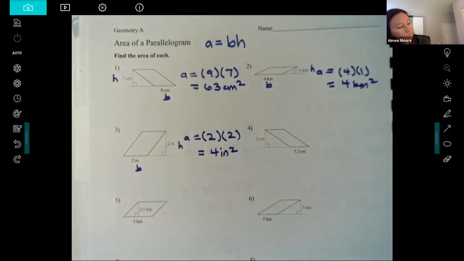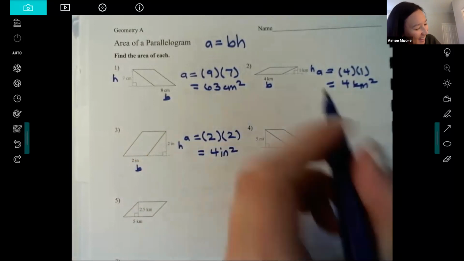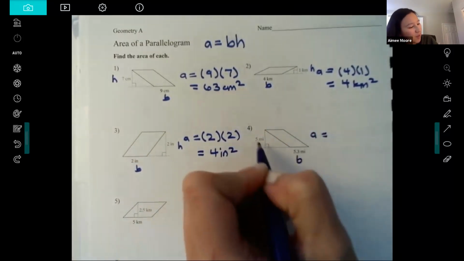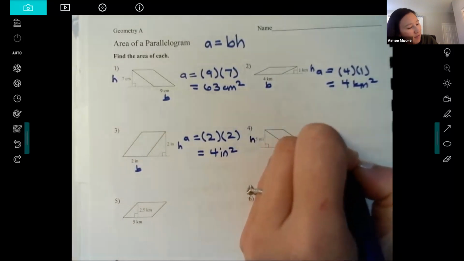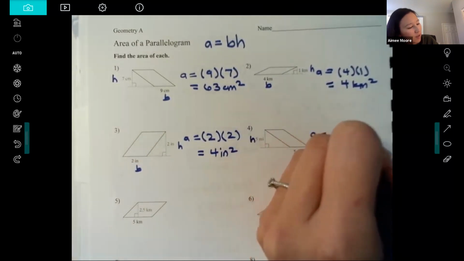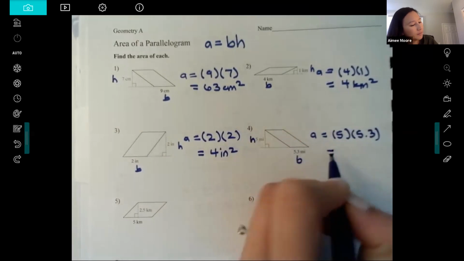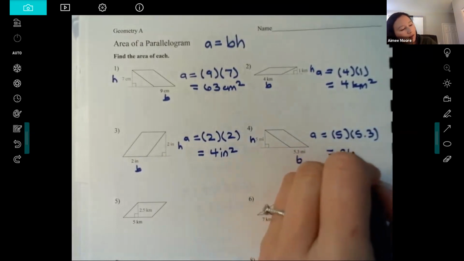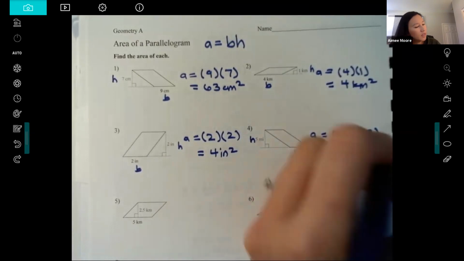This one is way easier. It is. Our base is 5.3, our height is 5. So multiply 5 times 5.3. Use your calculator since there's decimals. It's 26.5.